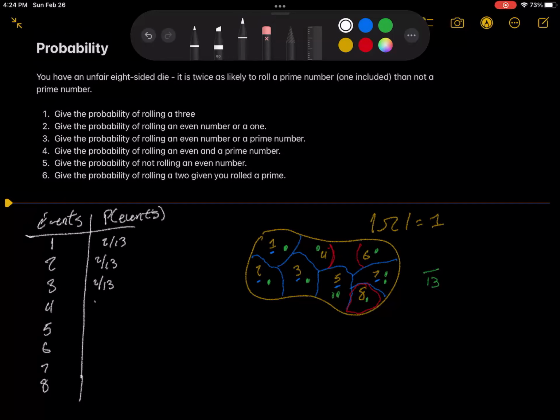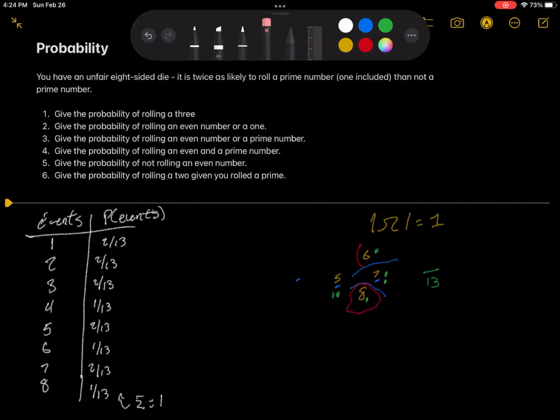And a 4 is not prime, so that's only going to take up 1 of the 13ths. 5 is prime. 6 is not prime. 7 is prime. 8 is not prime. Now, when you add all these up, you should get 1. You should get your entire sample space. And this satisfies, as everybody can see, that the probability of rolling a prime number is 2 times the probability of rolling a not prime number. So this is what we have. This is the picture. This is how the die rolls.